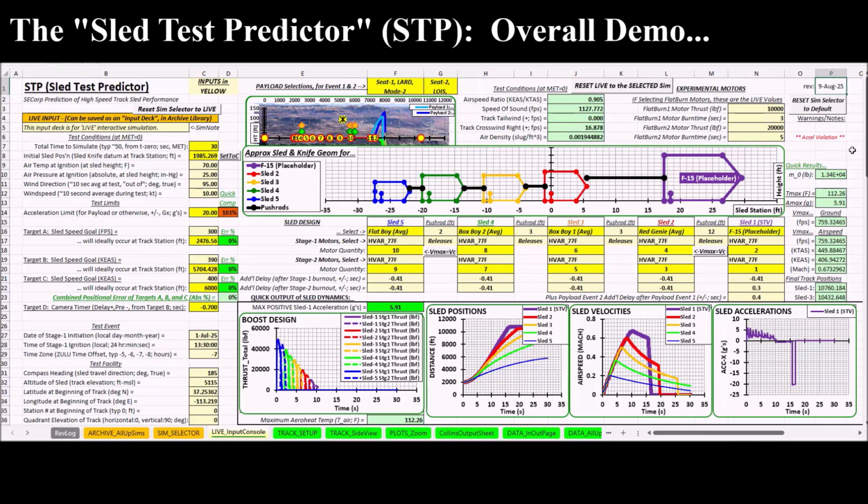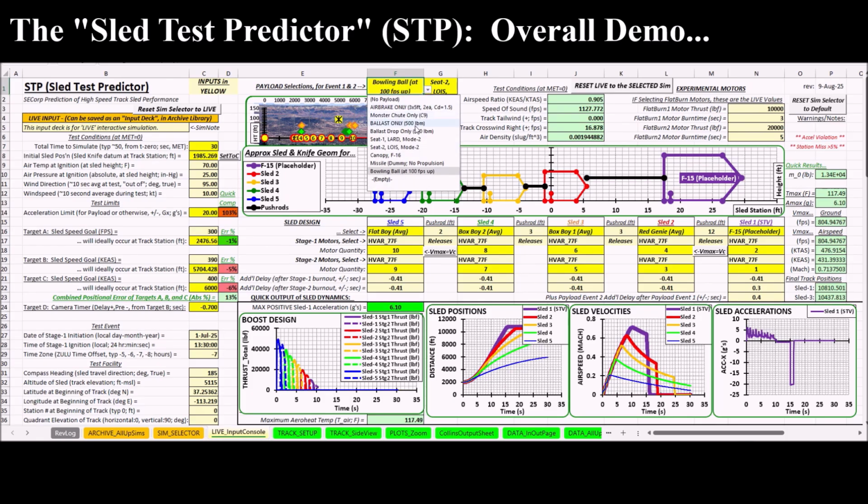This is a demonstration of the Sled Test Predictor. This obviously is in an Excel spreadsheet, so everything is transparent. From the top, you can see we have two payload options. They can be anything from a kinetic warhead or a bowling ball, or they can be more sophisticated, like a three-stage ejection seat shown here.